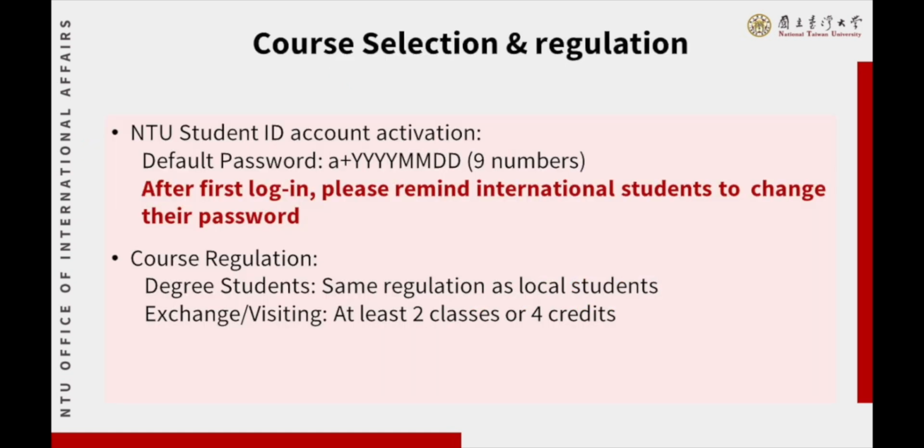Before selecting courses, international students must activate their NTU student ID account. Please remind them that their default password is A followed by their birthday date, making a 9-digit password. For example, for a student born on March 10th, 2006, the default password would be A20060310. Course selection rules. Degree students follow the same course selection regulations as local students. Non-degree students must take at least 2 courses or earn a minimum of 4 credits.